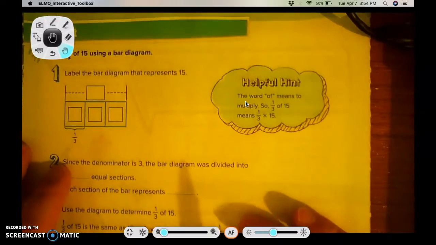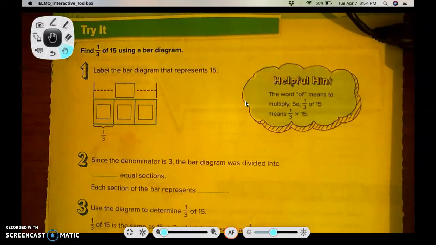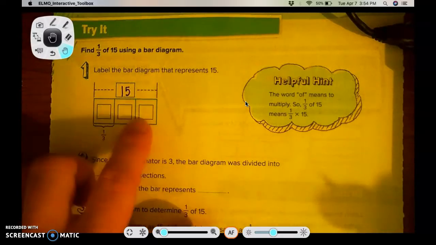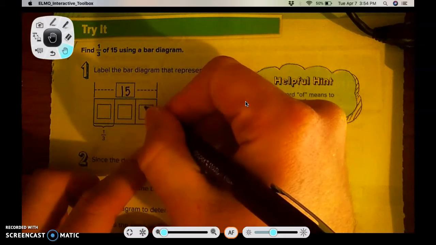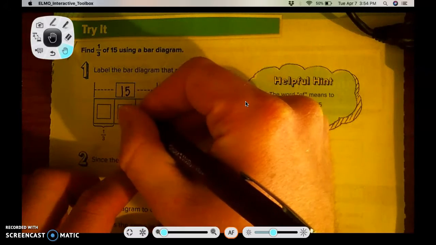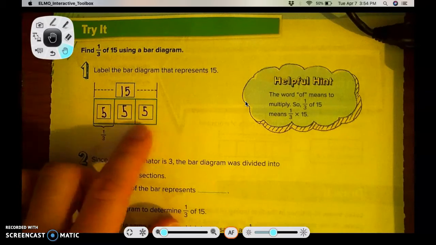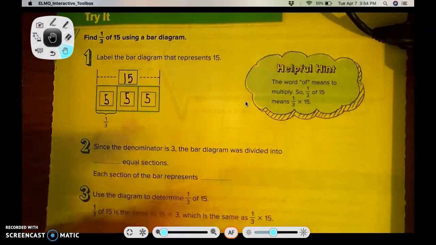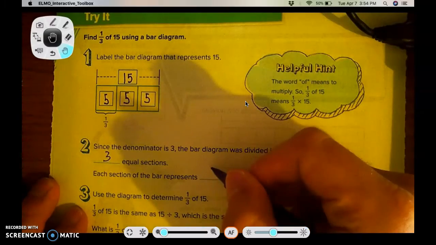Okay, so our first lesson, a lot of it is going to be just division. Find 1/3 of 15 using a bar diagram. Our bar diagram is going to represent 15. We want to divide it into 3 equal parts. And 15 in 3 equal parts, or 15 divided by 3, is going to be 5. So each third is going to be 5. Since the denominator is 3, the bar diagram was divided into 3 sections. Each section of the bar represents 5.